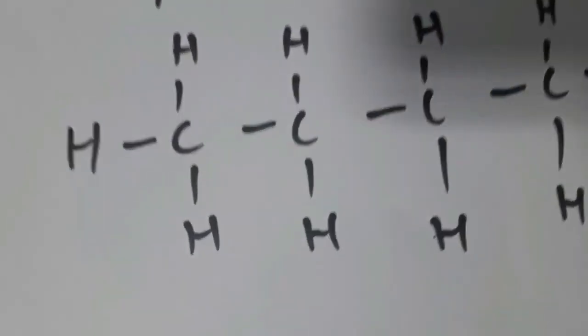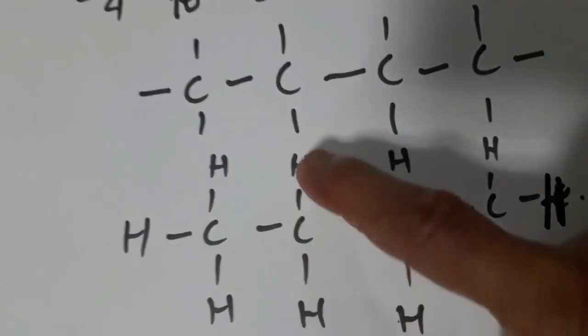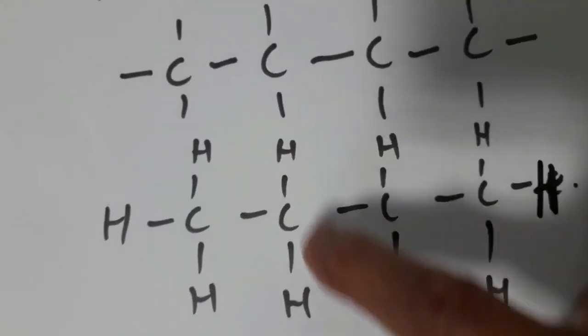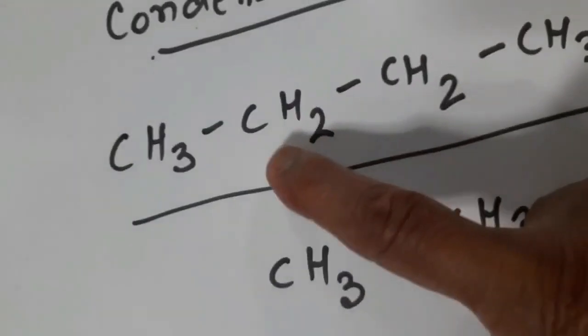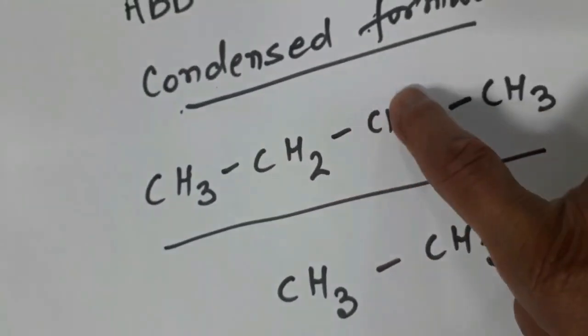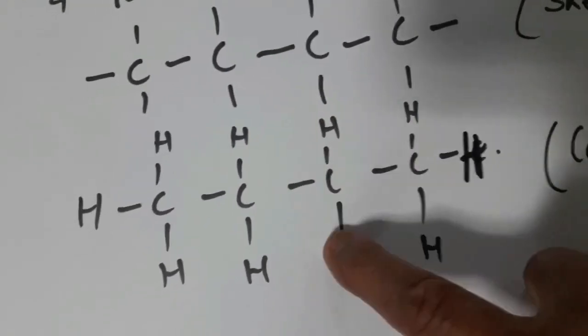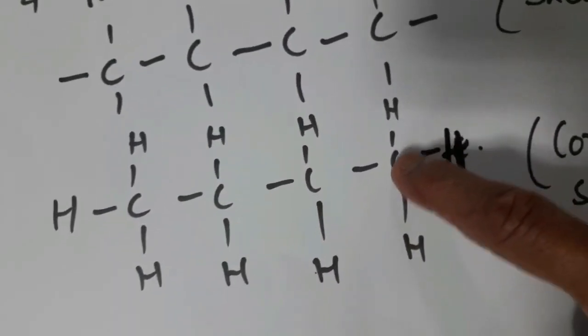Then how many are there in the second? If you concentrate on the second carbon atom, 1 carbon and 2 hydrogen, it is written here as CH2. Then in the same way the next CH2. The third carbon atom has C and 2 hydrogen atoms, so CH2. And the last one is again C and 3 hydrogen atoms, CH3. So you should write CH3.